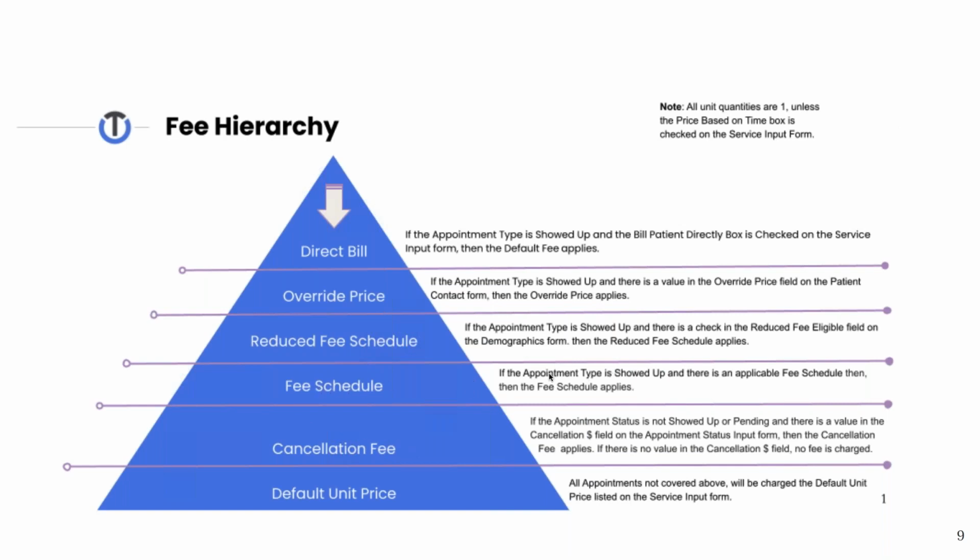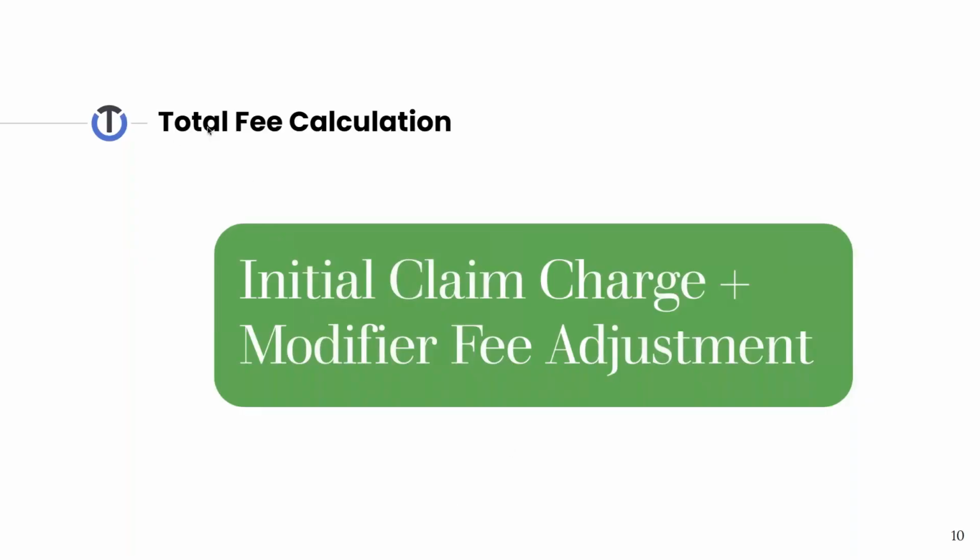So anywhere here, the fee schedules, whether patient-specific or insurance-specific. We have cancellation fees for any of those cancellation reasons you put in. And then finally, the default unit price, which is configured on the service input. You're going to see how to configure all of these in just a moment. It's actually pretty easy.